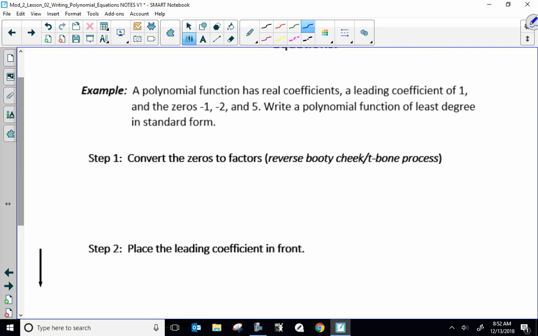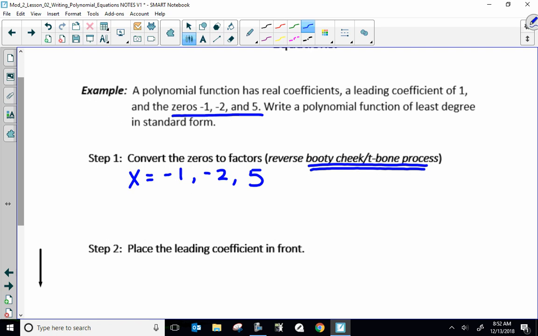First thing we need to do is convert our zeros. And I say reverse booty cheek and T-bone process because that's what I say in my classroom, and the kids all giggle and they love it. And you know what? I don't care as long as they remember it. So the zeros they give us are -1, -2, and 5. Zeros are the same thing as roots, solutions, x-intercepts. It's the same thing. So the solutions to my polynomial would be -1, -2, and 5.